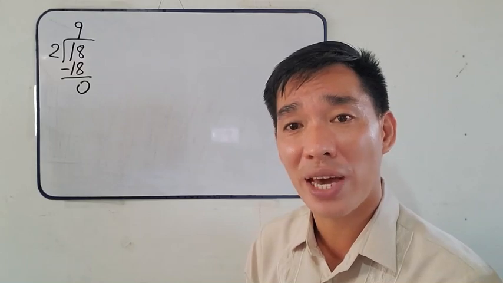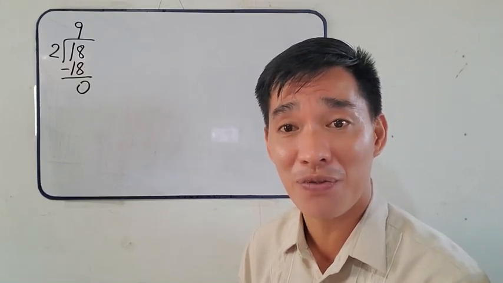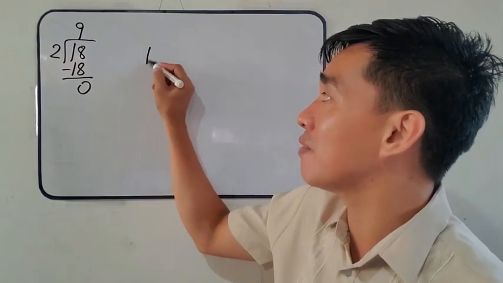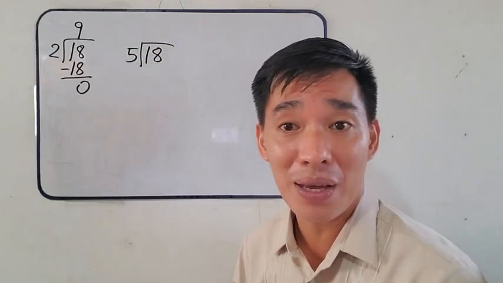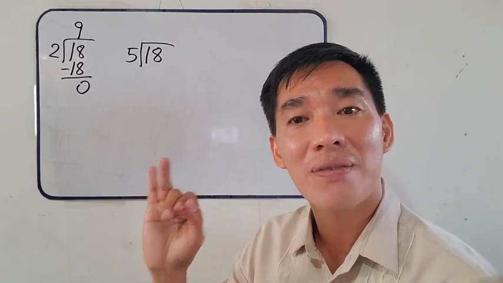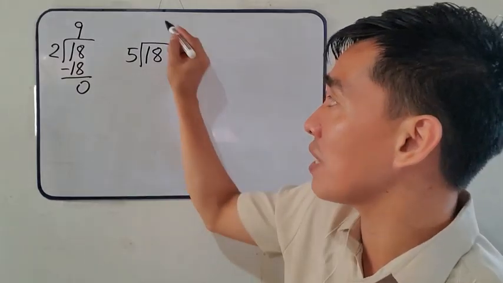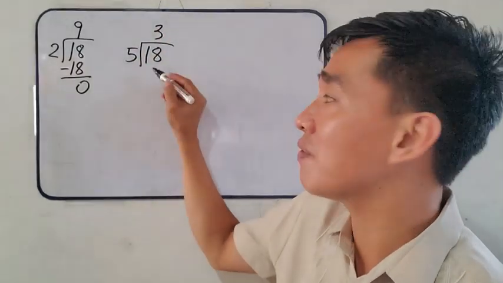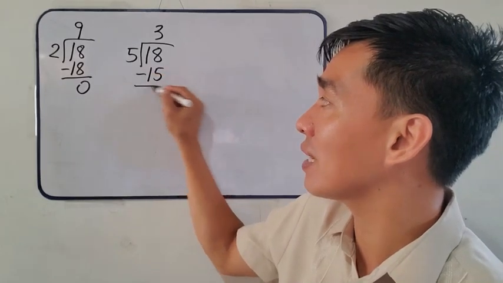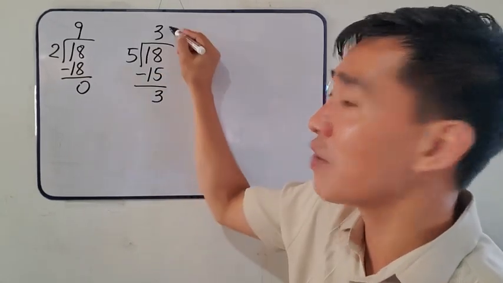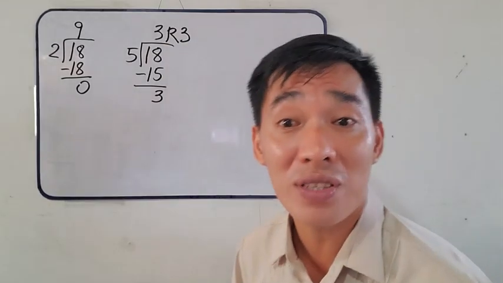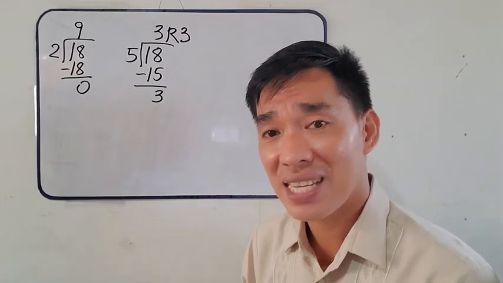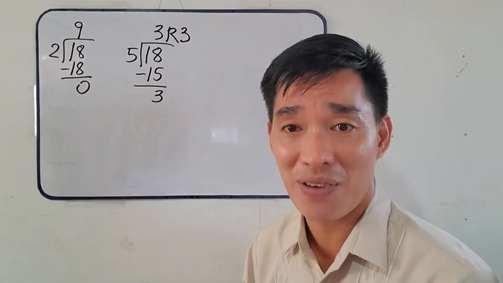Now, let's check if 18 is divisible by 5. All we have to do is divide 18 by 5. Skip count by 5: 5, 10, 15. So the answer is 3. 3 times 5 is 15. Subtract, that's 3. There is a remainder of 3. So we can say that 18 is not divisible by 5.